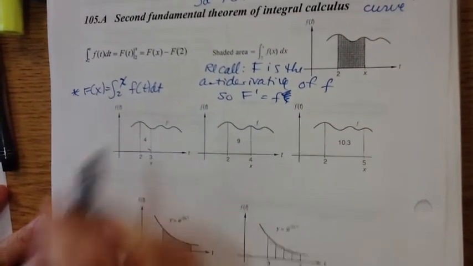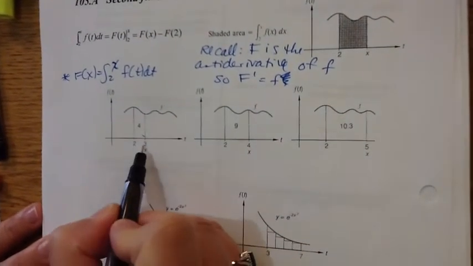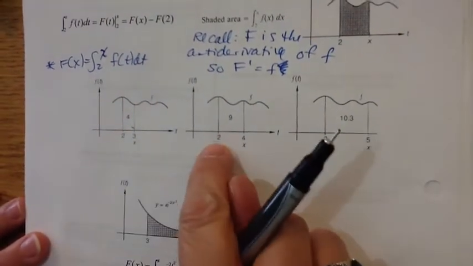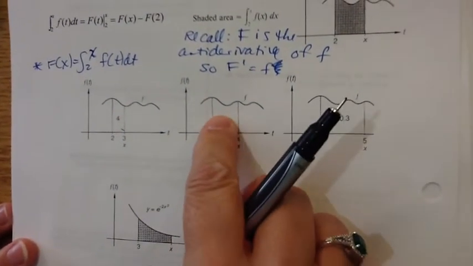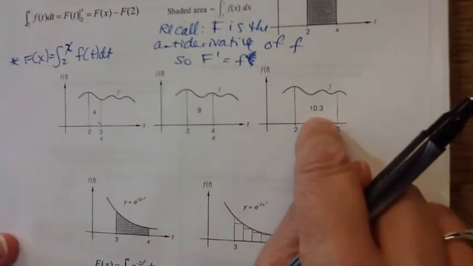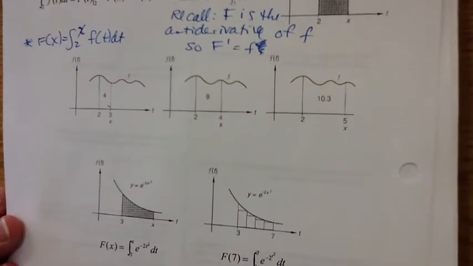All right, so here we have this funky curve, and it goes from 2 to 3, and they're telling us the area under the curve is 4. Then we go from 2 to 4, and the area under this curve is 9. And then we go from 2 to x, and they happen to tell us the area under the curve is 10.3.